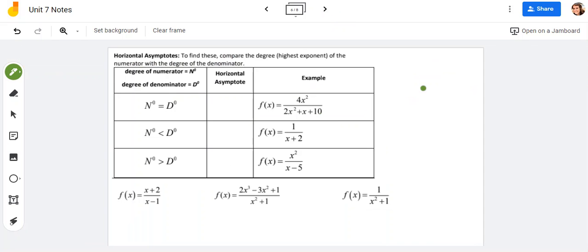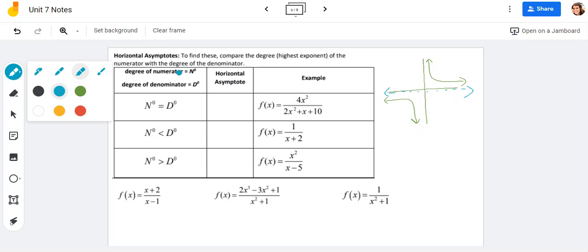So our horizontal asymptotes, remember, look a little bit different. If I have a graph here, maybe something like this, and something like this, our horizontal asymptote is that line going across from left to right. So our horizontal asymptotes we find a little bit differently. We're going to need to remember this table to help us. To find the horizontal asymptotes, we compare the degree, which is the highest exponent, of the numerator with the degree of the denominator.